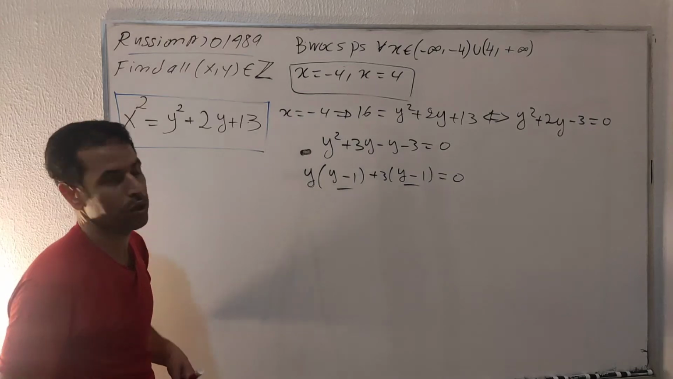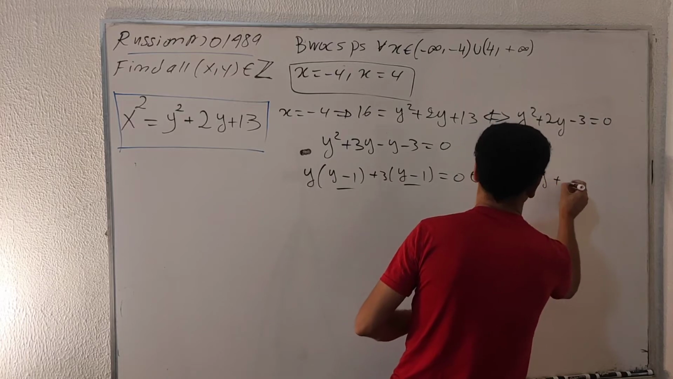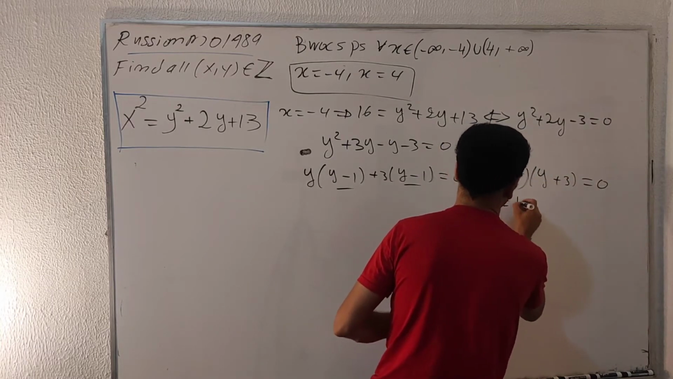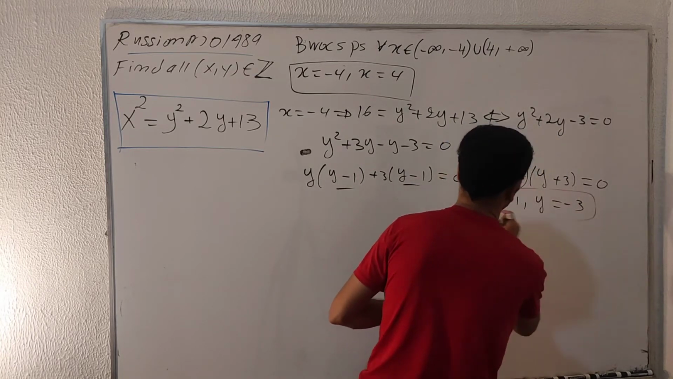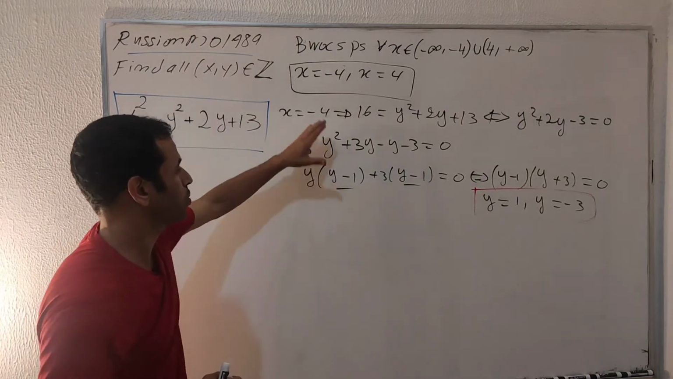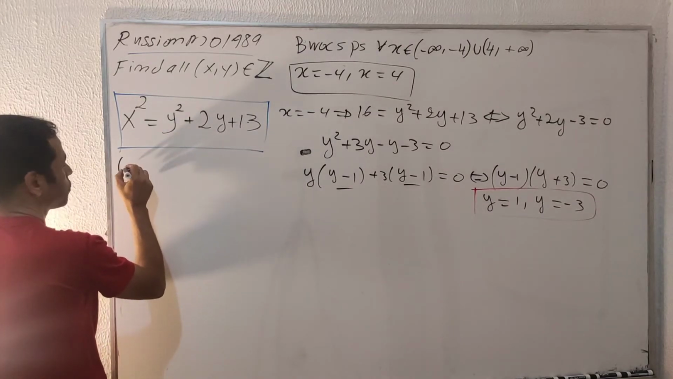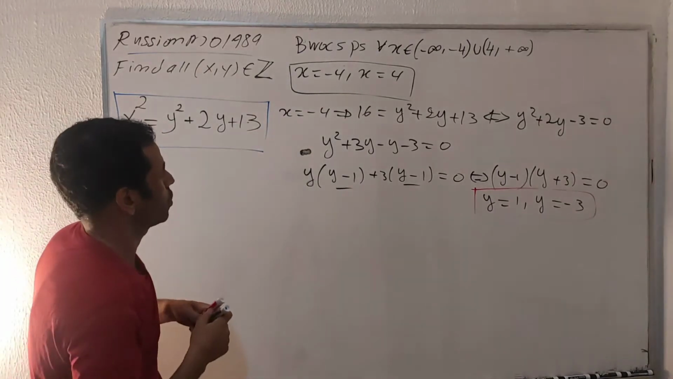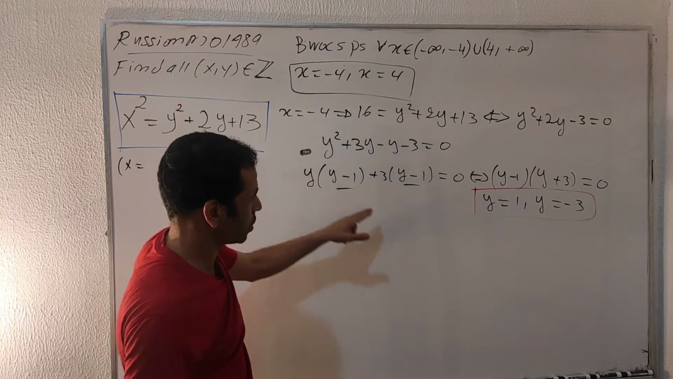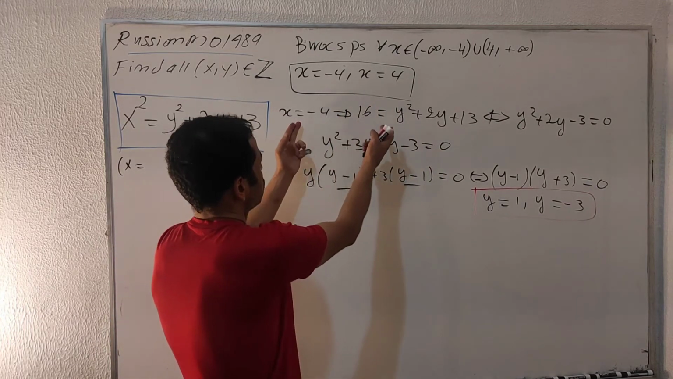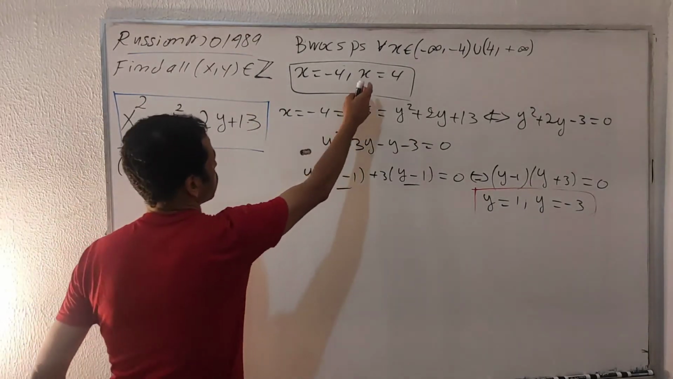So here is a common factor y minus 1, so this is equivalent to y minus 1 times y plus 3 equals 0, which means y equals 1 and y equals minus 3. Okay, I found two values of y. Let's summarize and put all the solutions on this side. So the value of x equals minus 4 or x equals 4, you will have the same solution, because when you square minus 4 you always get 16. 4 squared gives us 16.